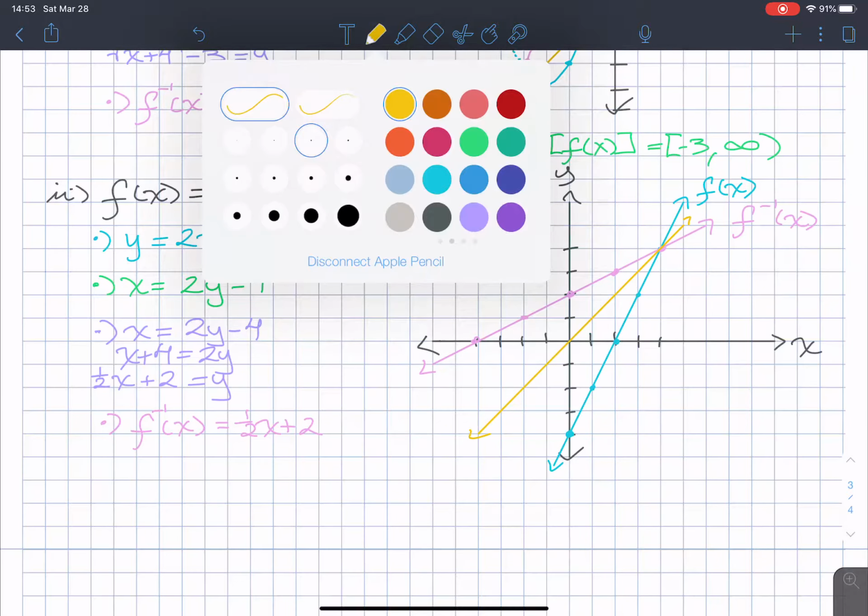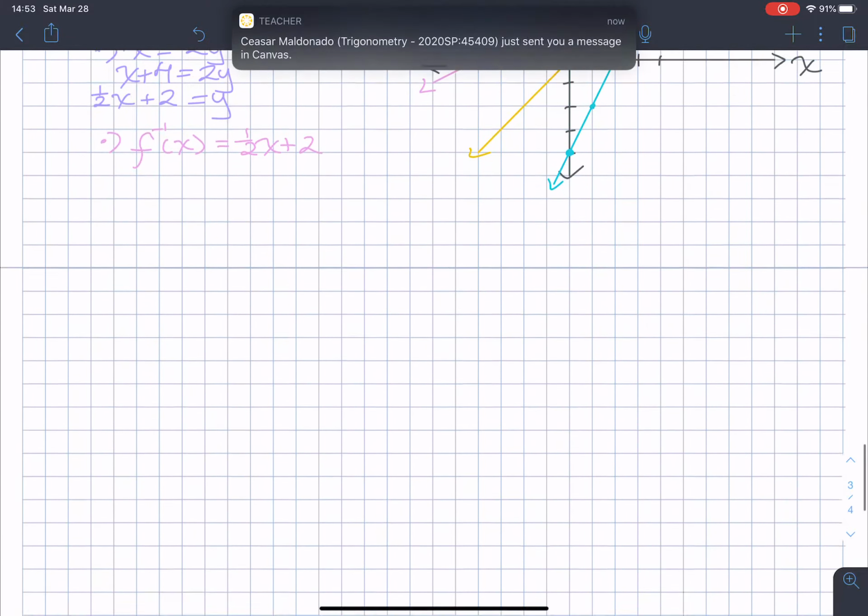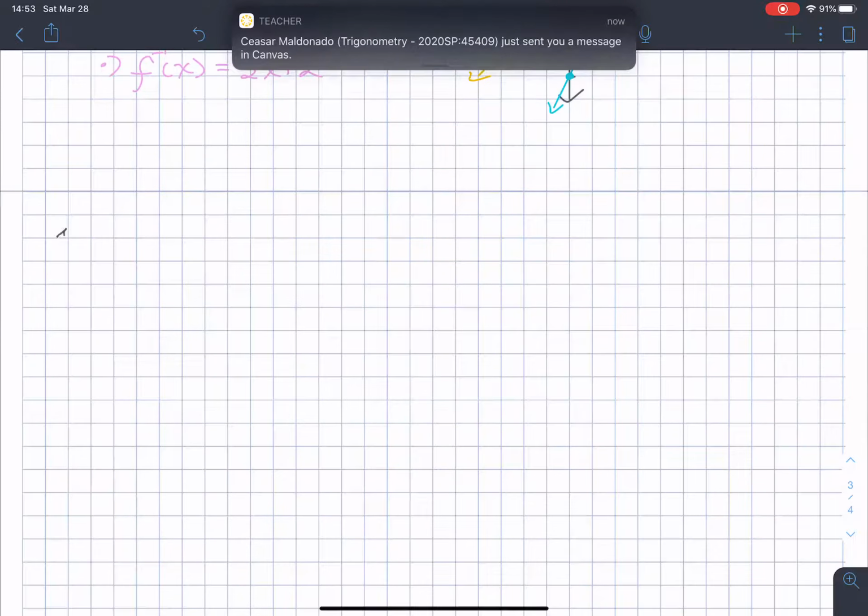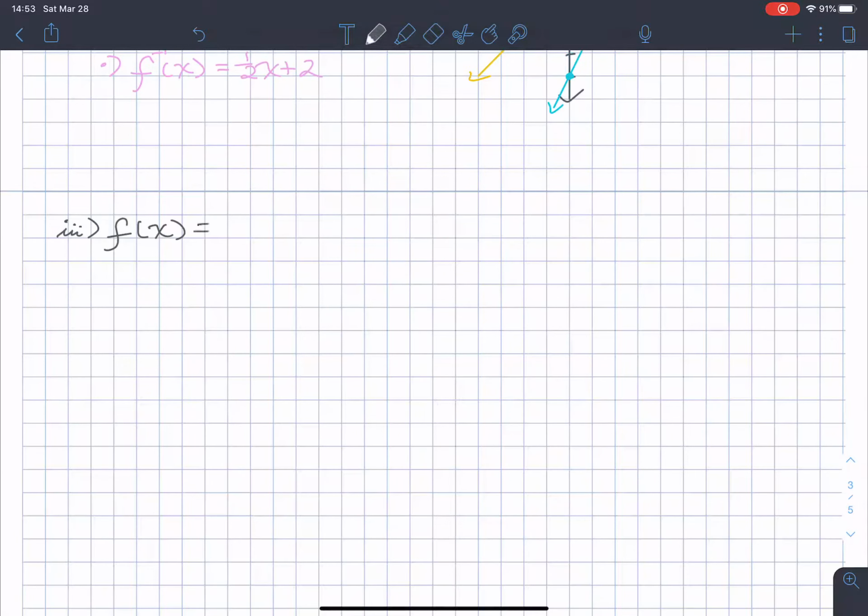Okay, let's do one more. So number 3, let's say that we have f of x is equal to 1 over x plus 2, to which I'm adding 3. Do you know, that does not look very good. Let me make that better. So 1 over x plus 2 plus 3.